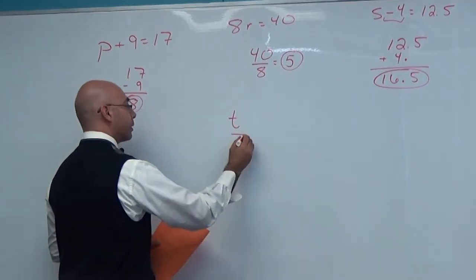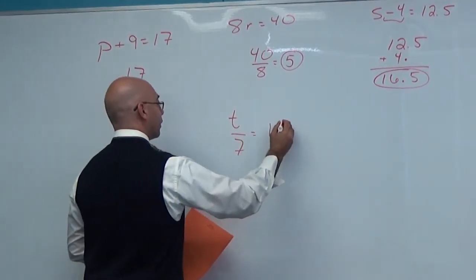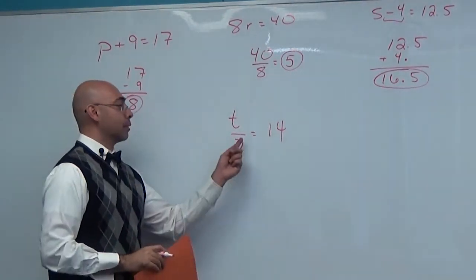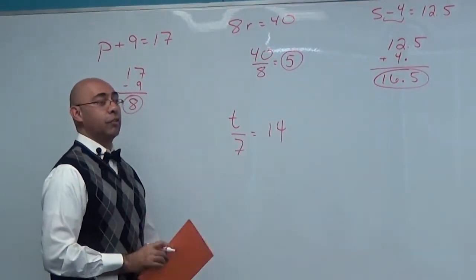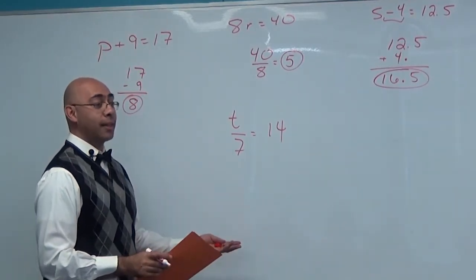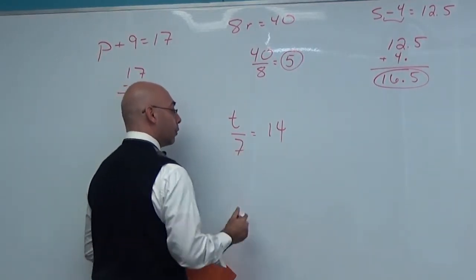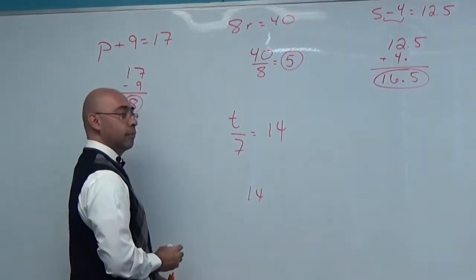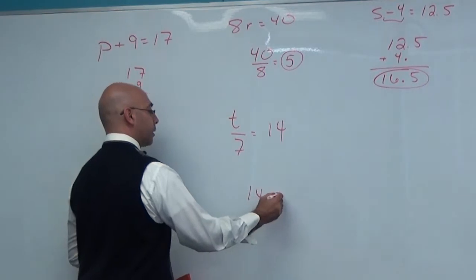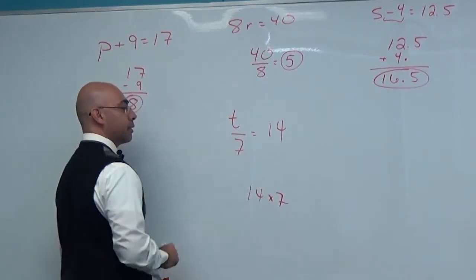t divided by 7 equals 14. This can be tricky because you would think, well, the answer's got to be 2 because it says divide by 7, there's a 14. 14 divided by 7 is 2. I made it tricky like that on purpose, and I even fooled myself. But the idea is here, you start with the answer as a 14, and we do what? We multiply by 7. We just do the opposite of whatever that says.